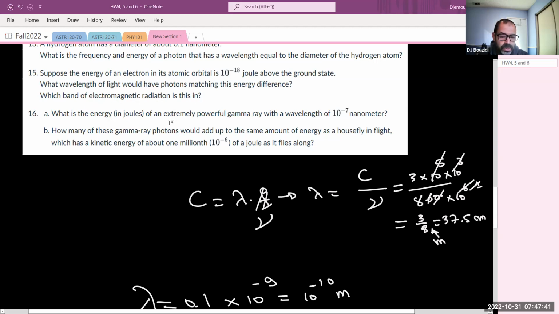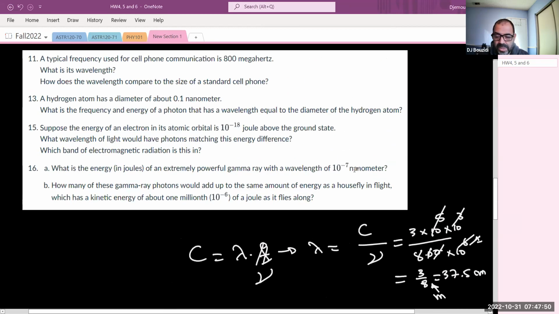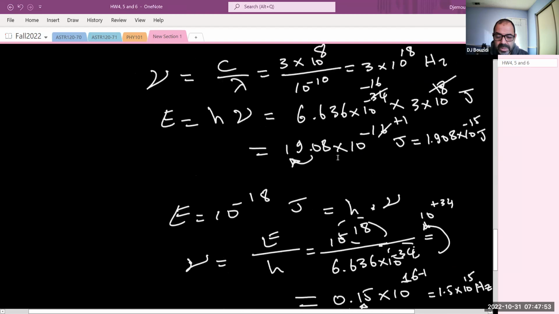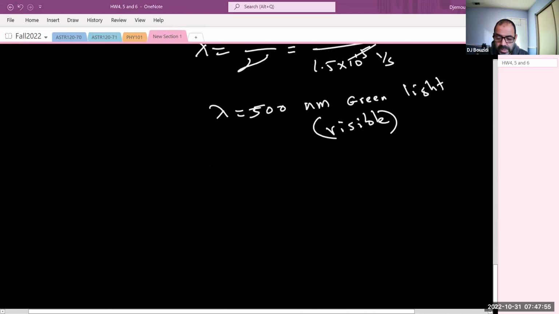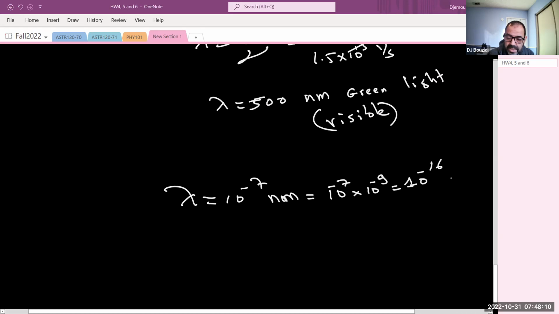What is the energy in joules of an extremely powerful gamma ray with a wavelength 10 to the negative 7 nanometer? Again, we need to find the energy. Before we find the energy, we need to find the frequency. Since lambda is given to us, we're doing the last one in here. Lambda is 10 to the negative 7 nanometers. And nanometer is 10 to the negative 9 already. So this is 10 to the negative 16 meters, very short wavelength.